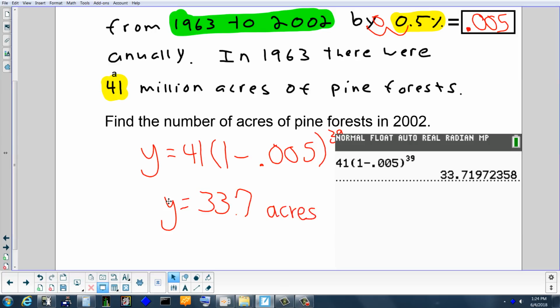But they lost a lot of acres. They had 41 million and now they only have 33. It's still millions, right? They're decaying. So that's not 33 acres, that's 33.7 million. That's how much they have now, not how much they lost.